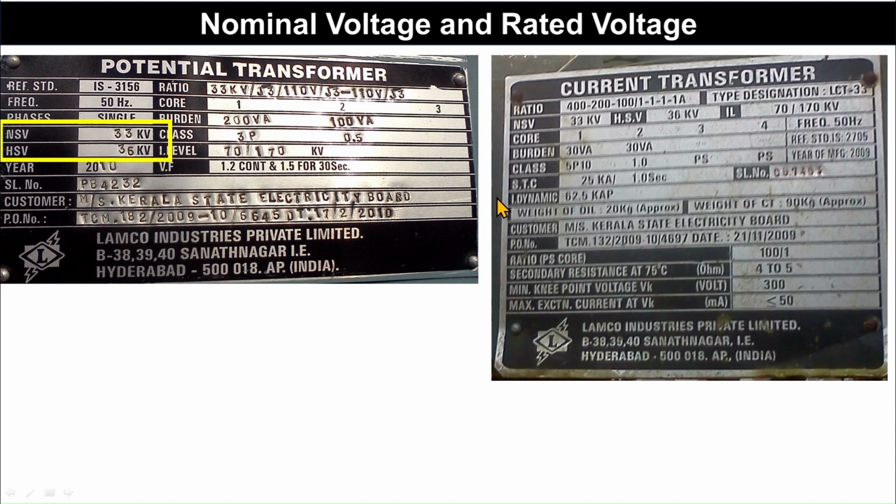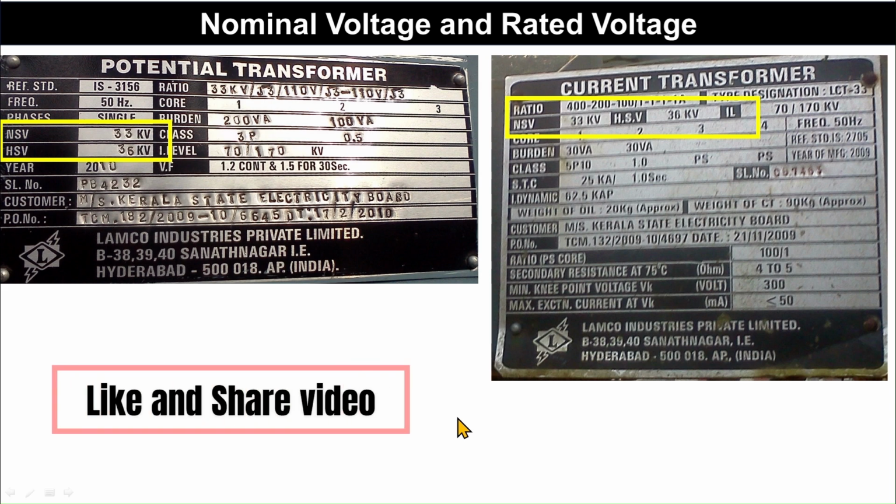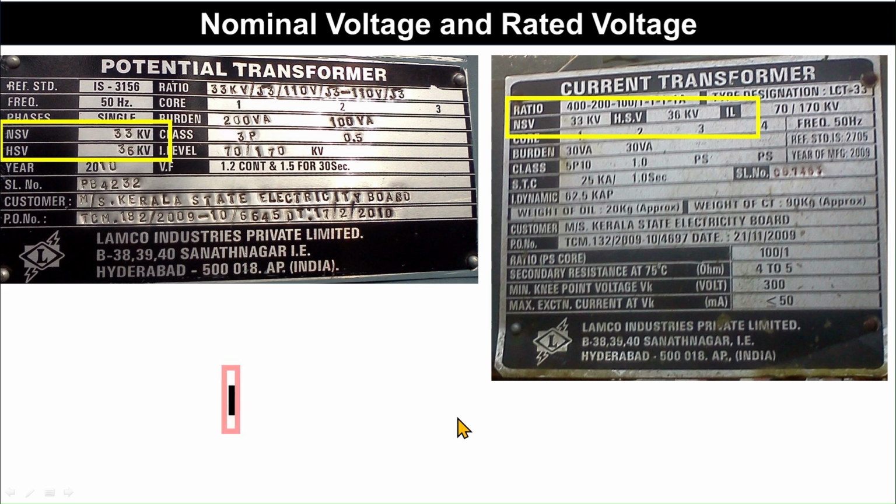This is the nameplate of current transformer. You can see it has also two voltage ratings. One is NSV, that is 33 kV, and another is HSV, that is rated voltage, that is 36 kilovolt. Now we will see the definitions of nominal voltage and the rated voltage.